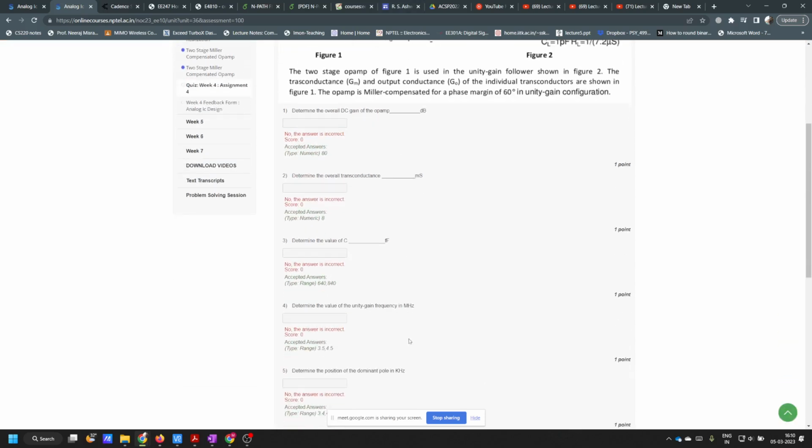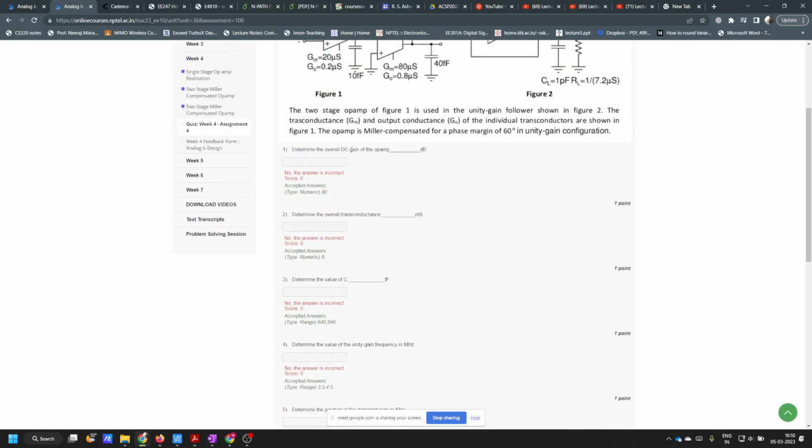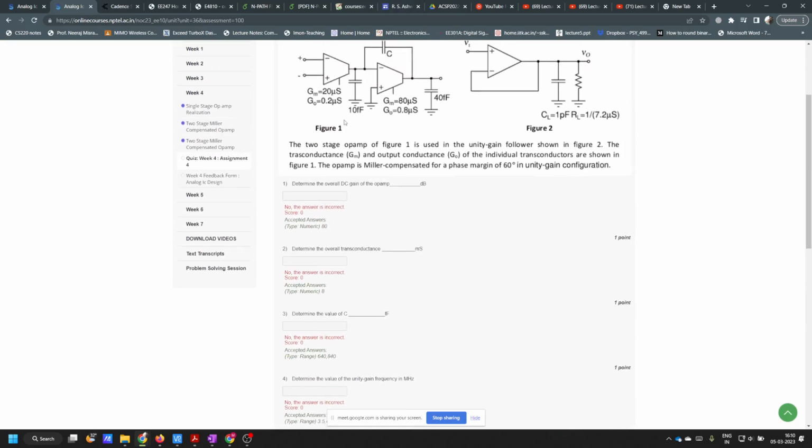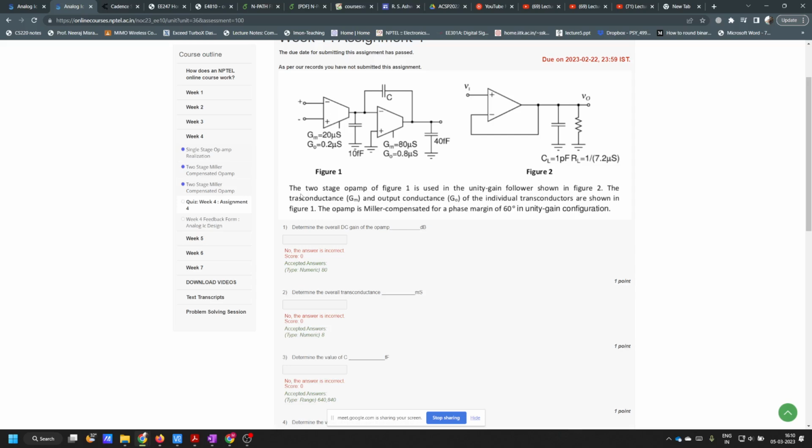So basically, you see, the two-stage op-amp. Read the question. The two-stage op-amp figure 1 is used in the unity gain follower shown in figure 2. The transconductance gm and the output conductance g0 of the individual transconductors are shown in figure 1. Basically this two-stage Miller compensated op-amp is collapsed in the form of a block level representation, which is shown here, right?